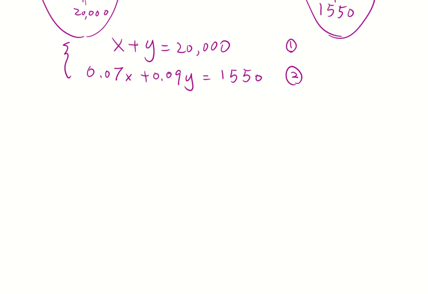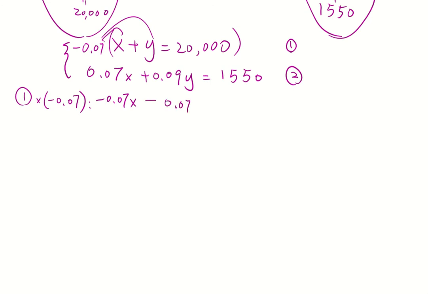I'm going to solve the system by addition. First, I'm going to multiply the first equation by negative 0.07, so that I will have negative 0.07x minus, don't forget you have to distribute, minus 0.07y equals negative, what is this, 14, that's 2 times 7, then followed by 4 zeros and two decimal places, so 1,400. Okay, so we'll call this equation 3.